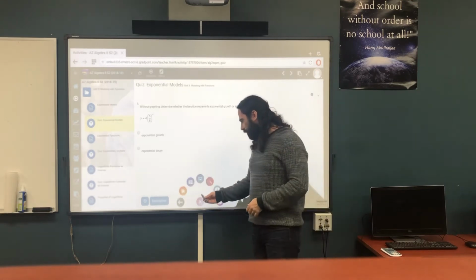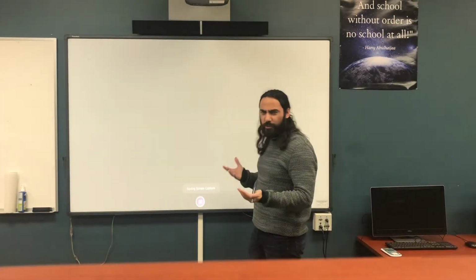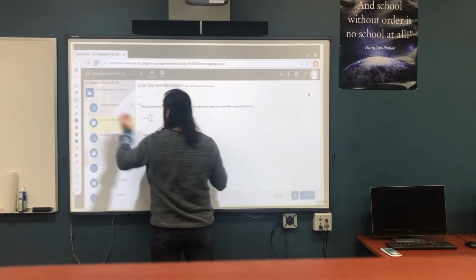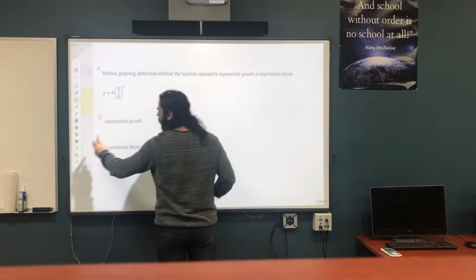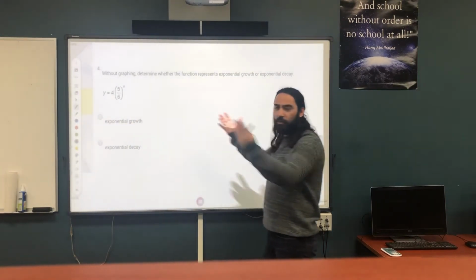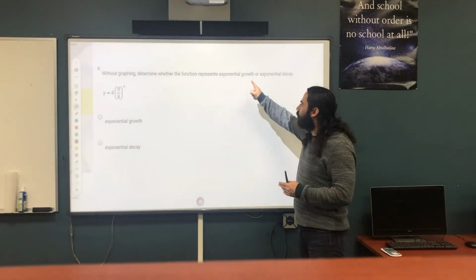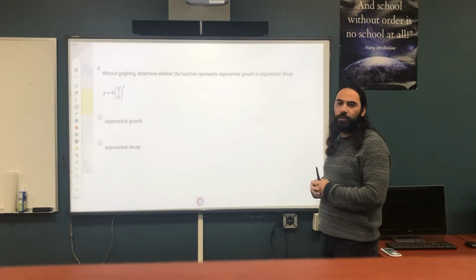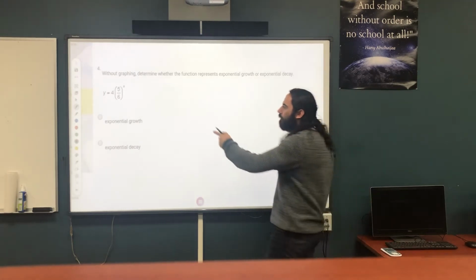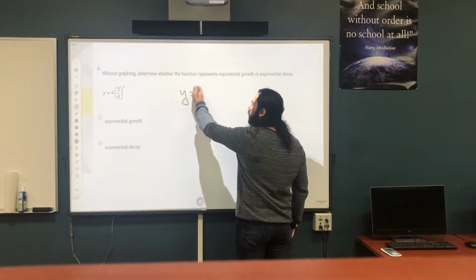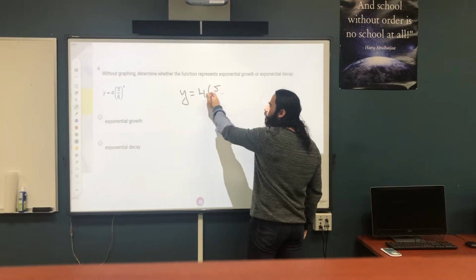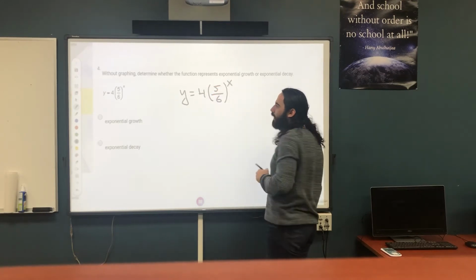Now, this one is all about understanding. You don't have to calculate anything. The only thing you need to know is to understand. So, without graphing, determine whether the function represents exponential growth or exponential decay. So, we have the function y equals 4 times 5 over 6 to the power of x.